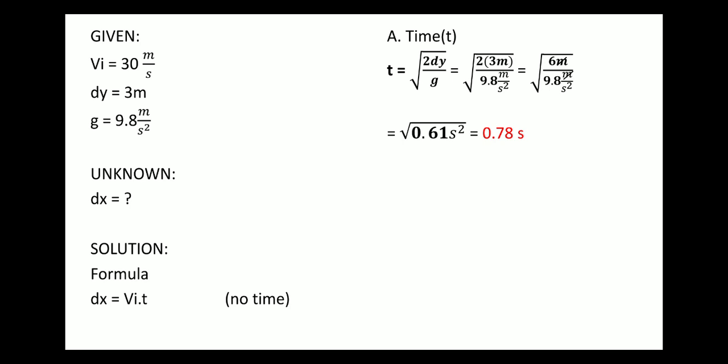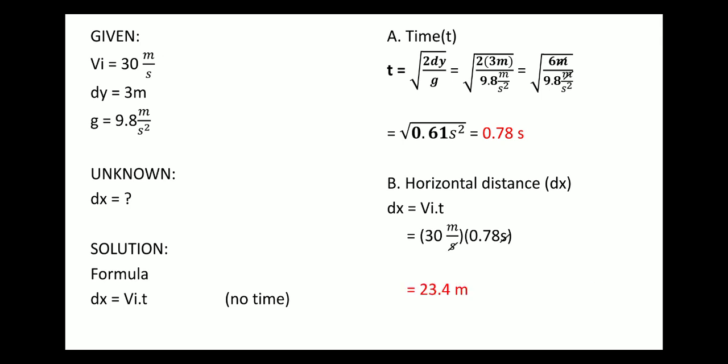Okay? So, now that we have the time, we can now compute for the dx or horizontal distance. So, using the formula, we just need to multiply. So, 30 times 0.78, cancel s. Then the answer is 23.4 meters. So, that is the value of the dx or the range.